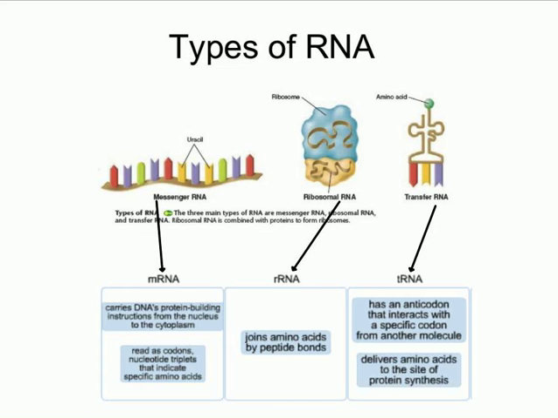rRNA is structural. It makes up part of the ribosome. It doesn't really do anything per se, but it is structural. It makes up part of the ribosome. tRNA is important because tRNA has the anticodon, which carries the correct amino acid to the ribosome to make the polypeptide chain.